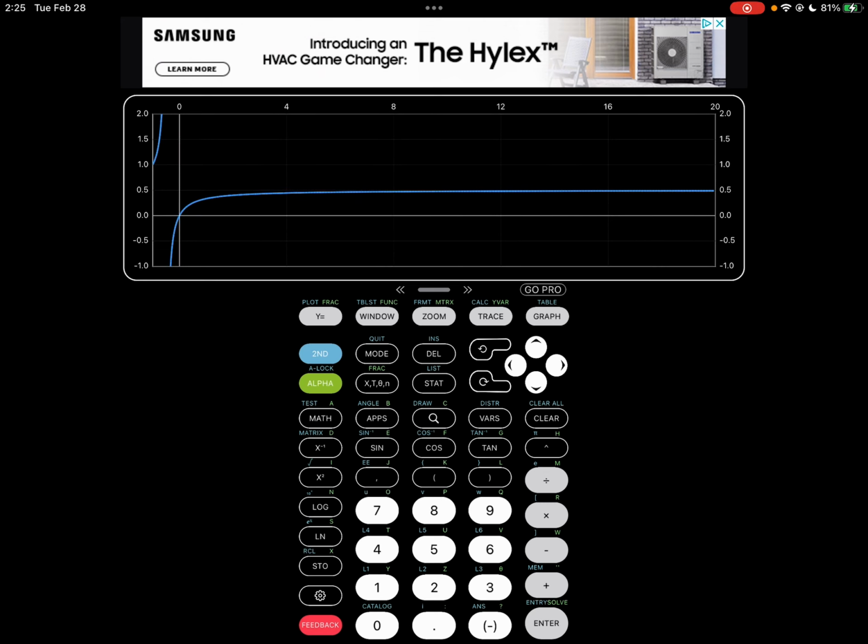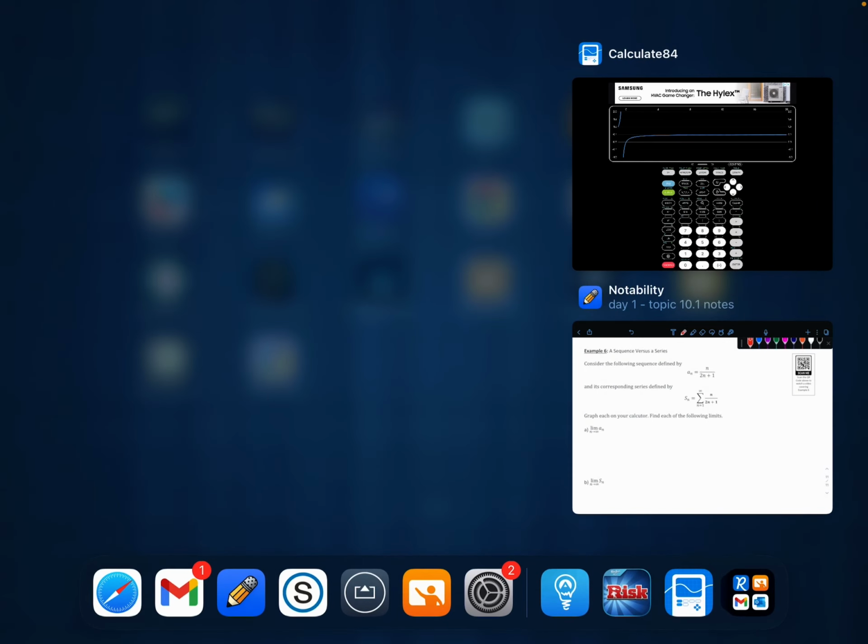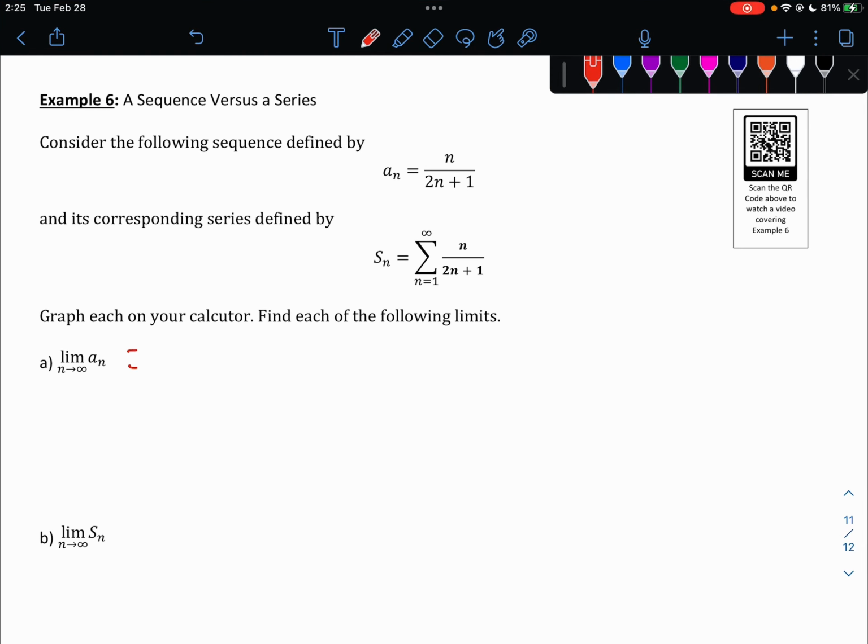All right, it looks like the limit is getting closer and closer and closer to 0.5. So if I was to guess there, I would say the limit is getting closer and closer to 1/2, which makes sense because if we were to put infinity in, we would get infinity over infinity. Taking our derivatives, we would get 1 over 2, which is 1/2.